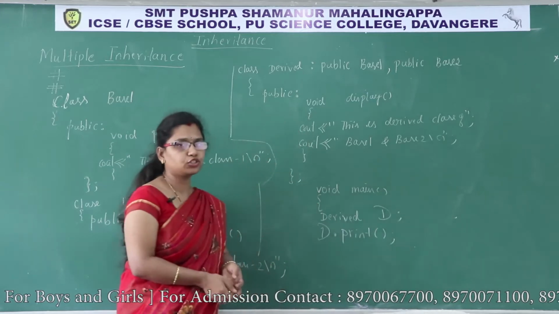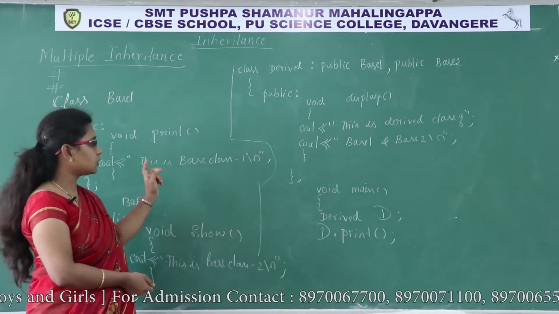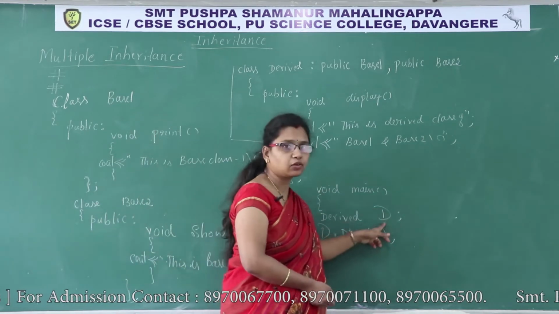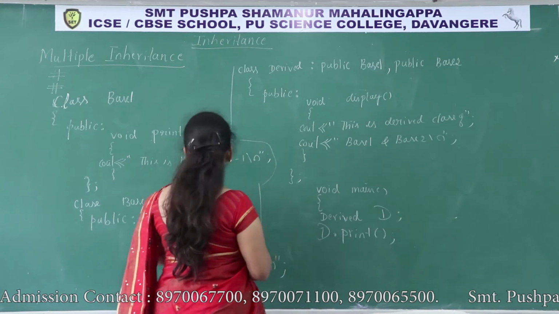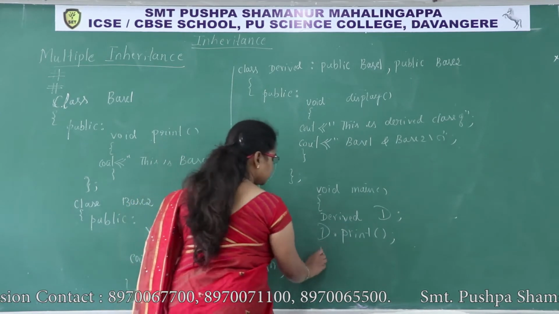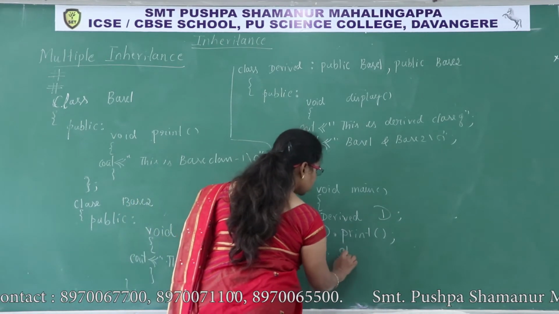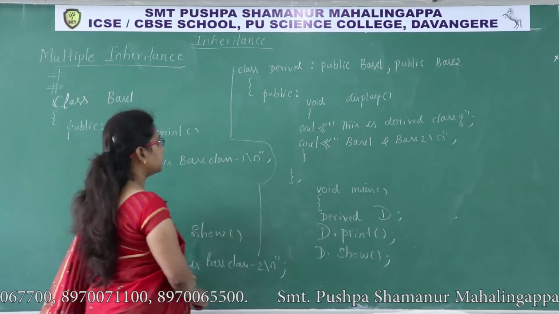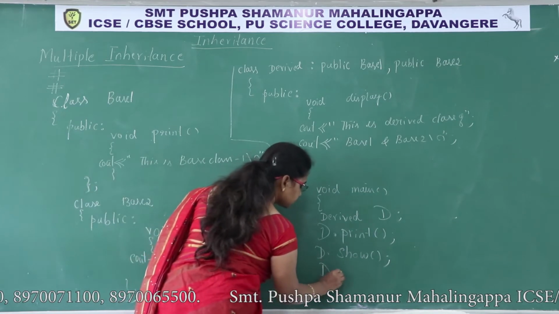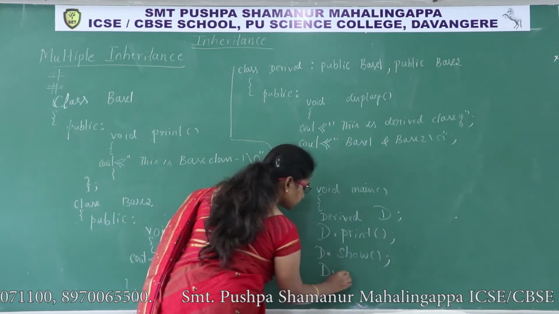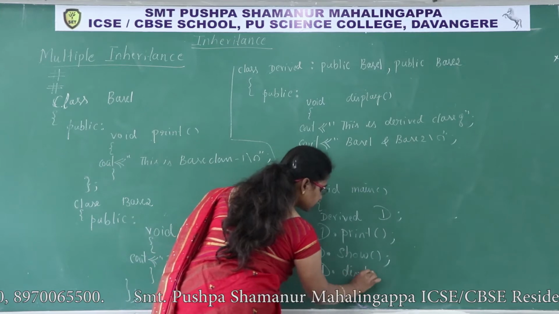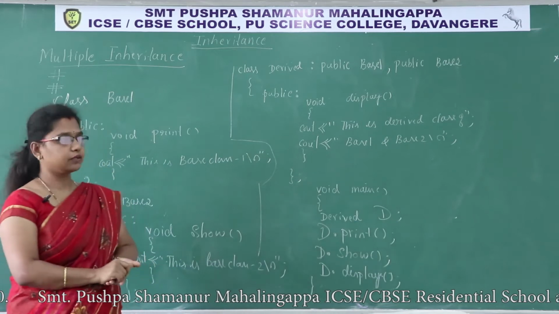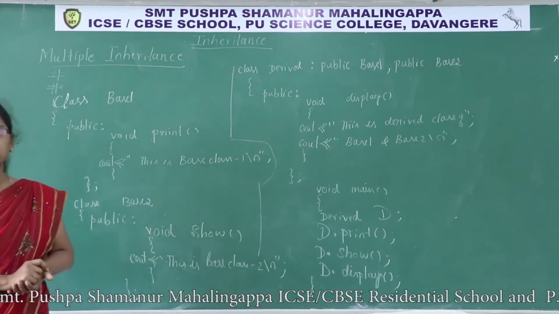Though it is a member function of the base 1 class, it is already inherited to the derived class, so it can be accessed through the object of this derived class. And I want to call the show function using this object, d dot show. And one more, d dot display. Understood? So this is about multiple inheritance.